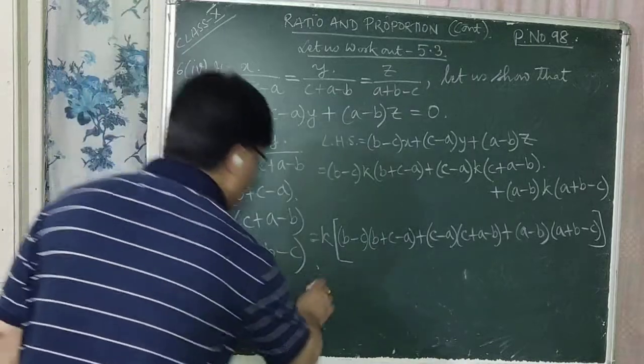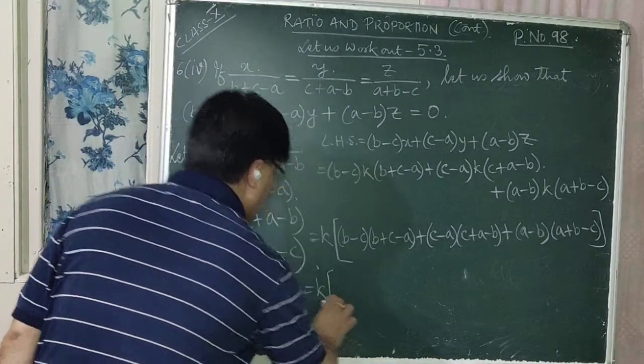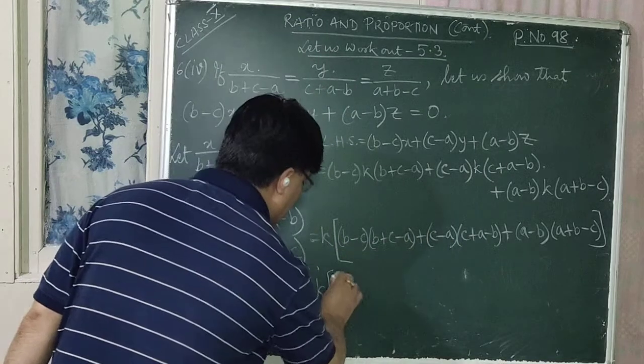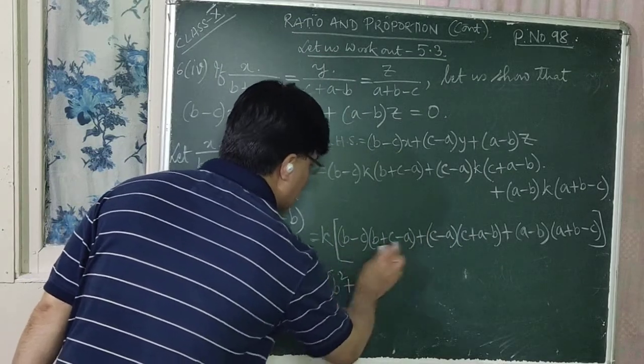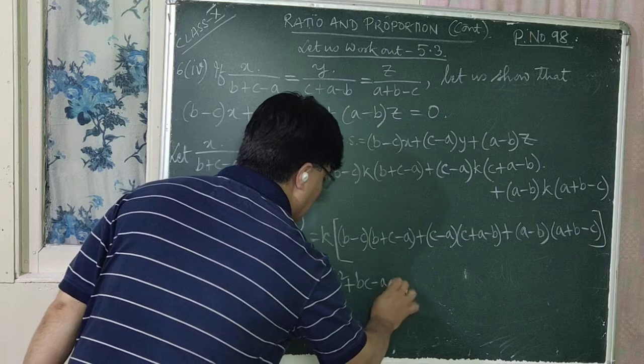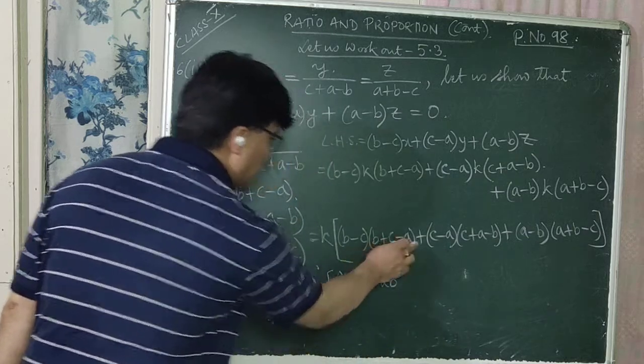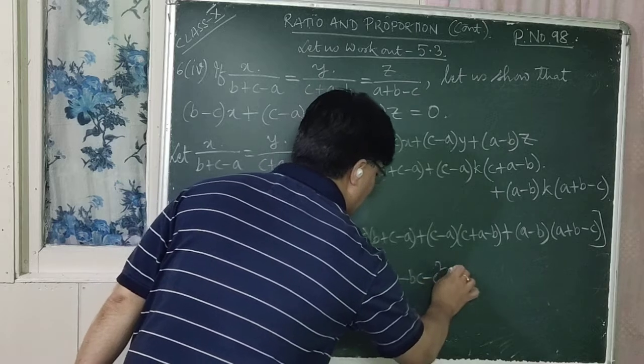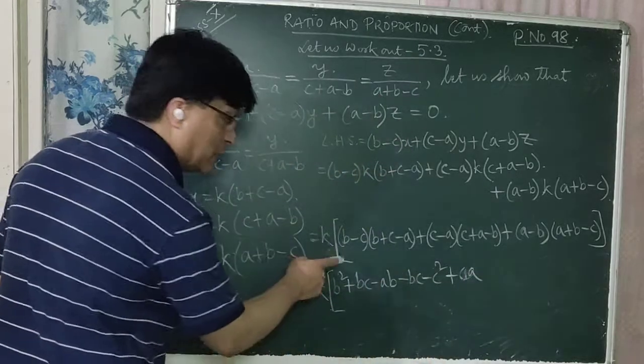Okay, so this is equal to k within the third bracket. You can multiply them, multiply term by term. b into b is b square, plus b into c is bc, minus ab, right? Again multiply by minus c here. So minus bc, minus c square, plus ca.